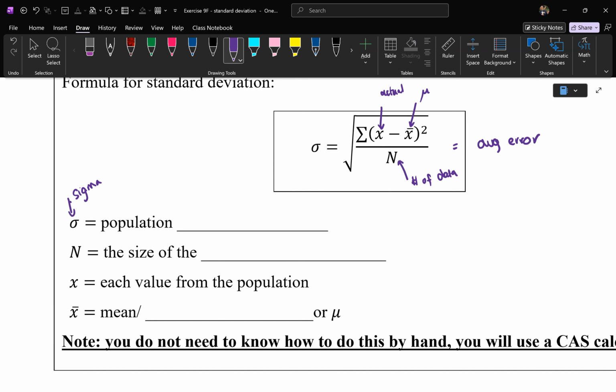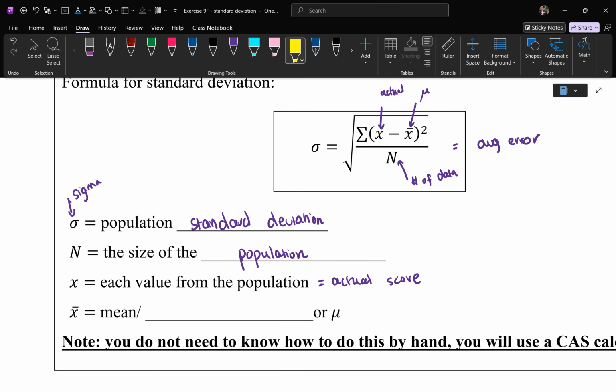That's a sigma. It's the population, or technically we call it population standard deviation. These are just technical names. N is the size of the population. When we say population, it's the group that we're testing. So in my case, it was the class, the number of students in the class. And X is the value from the population, for each student's actual score.